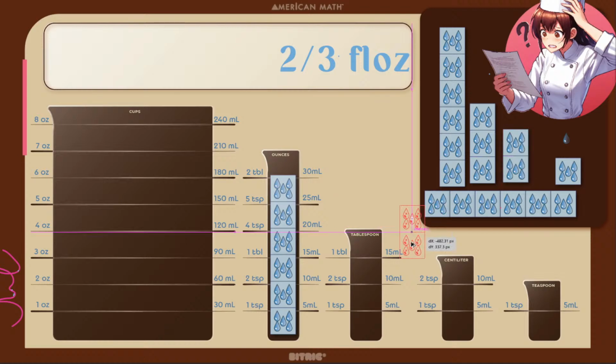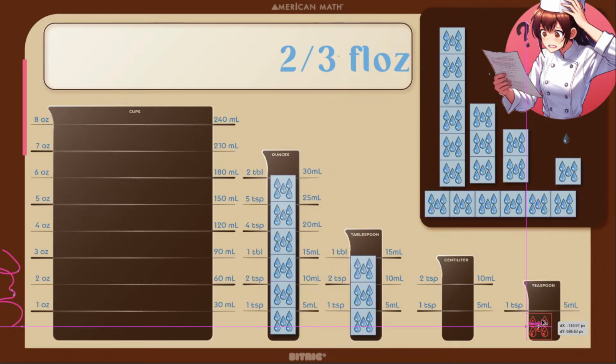2/3 is 2 centiliters. Hold on. A tablespoon and a teaspoon is good. So 2 centiliters, aka a tablespoon and teaspoon. That's 2/3 of a fluid ounce.